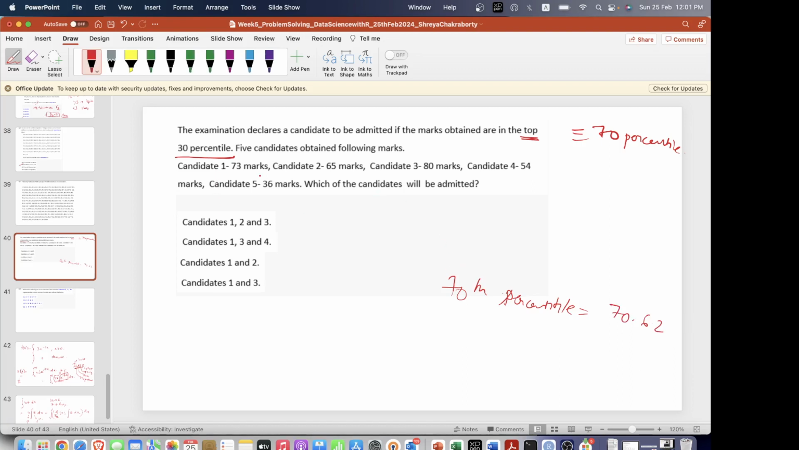Okay. So which of the candidates will be admitted? Candidate 1 will be admitted because he has scored more. Candidate 3 would be admitted because they have scored more. Yes, 1 and 3. Is it okay?